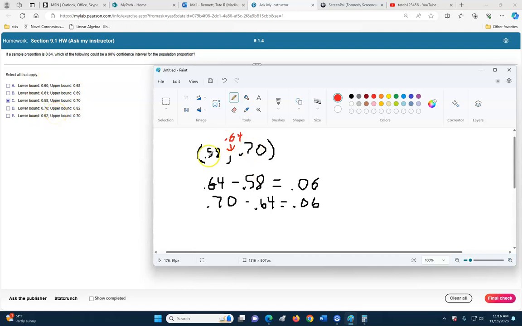You've got to identify it by taking this and subtracting the 0.60, and then 0.68 minus this. And if you get the same number, then it is the midpoint, and you want to select that one.